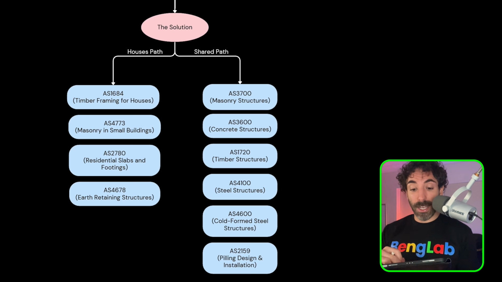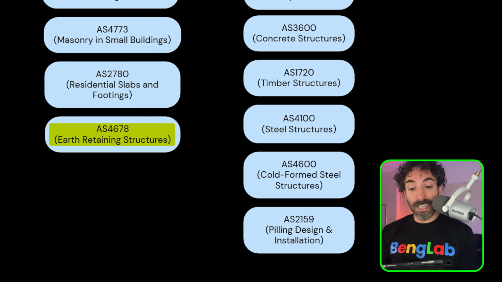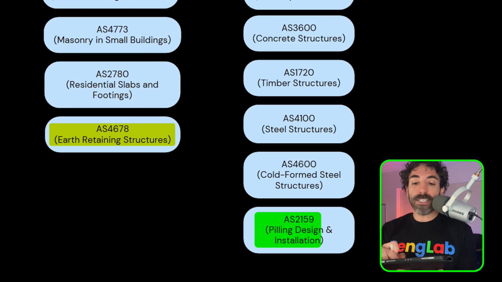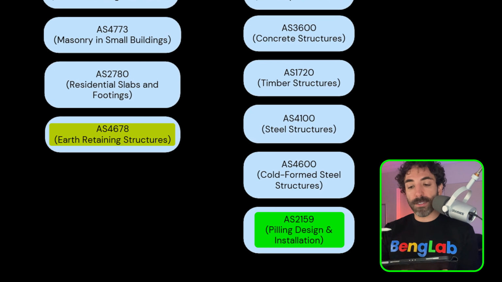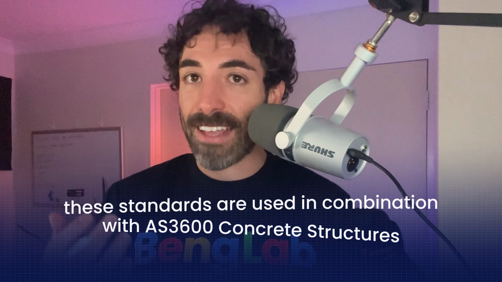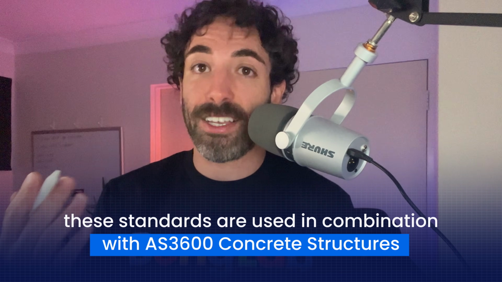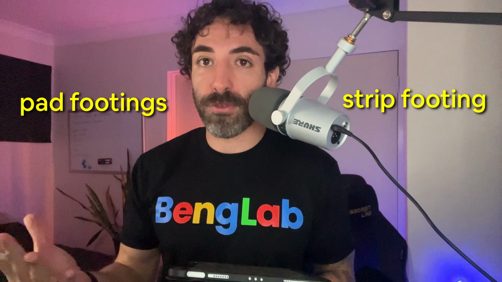And of course, not all sites are simple. What if your house is on a steep slope? You will need to design retaining walls, and this links us to AS 4678 earth retaining structures. What if the soil is extremely bad? A standard slab won't work, and then we might need to use piles, and this links us to AS 2159 piling design and installation. And these standards are used in combination with AS 3600 concrete structures because you might have to design a pad footing or a strip footing or a concrete bored pier or maybe a retaining wall footing.